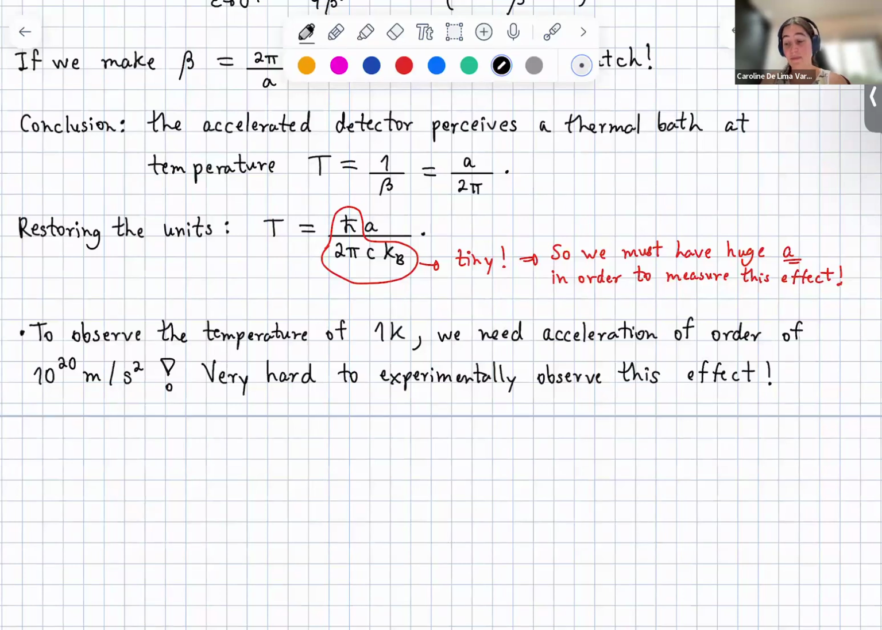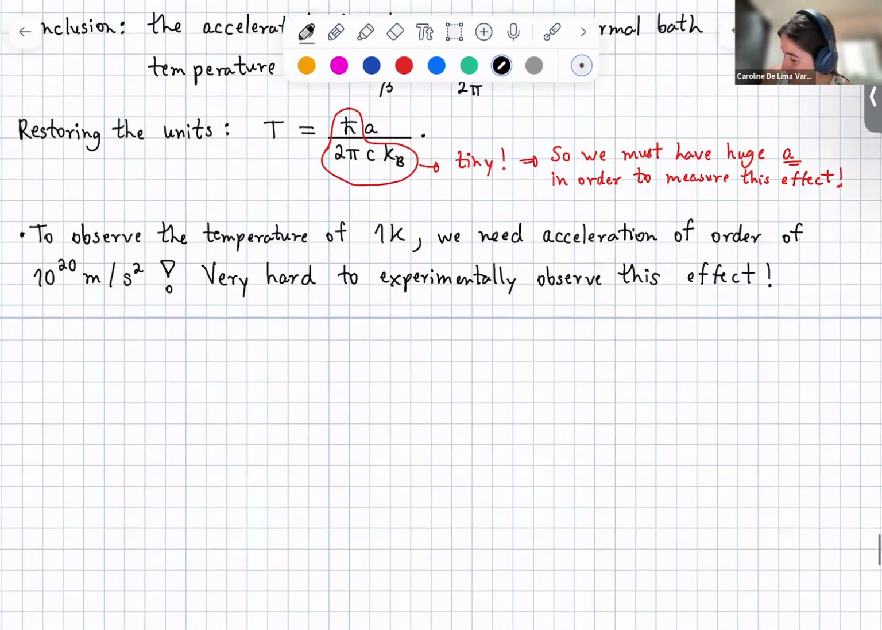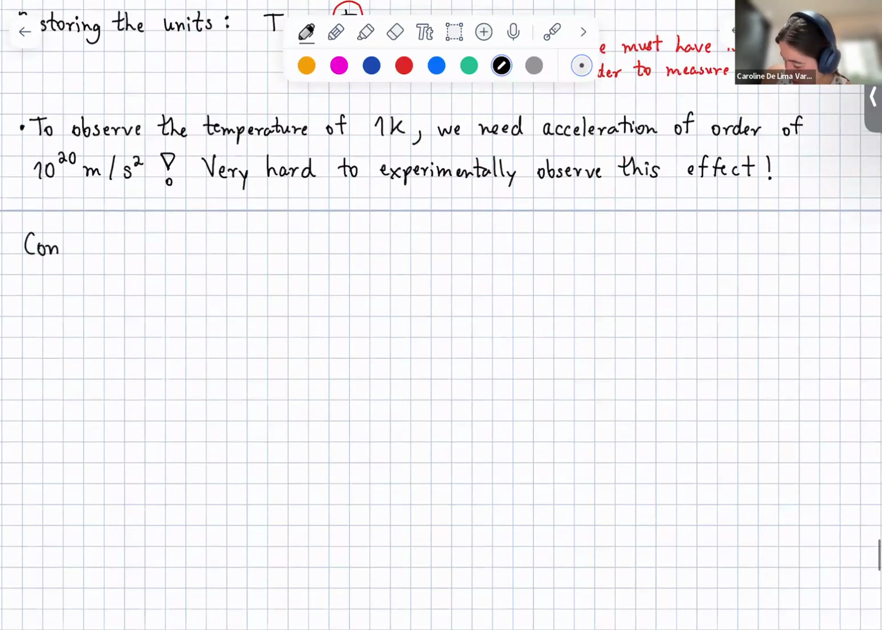But I should have said something like this: remember that I mentioned in the beginning of this lecture that I was going to be a bit more loose and intuitive, and there are several presentations of the Unruh effect. Some are more rigorous, some less. But one thing that I should say is that I was cheating a little bit. So let me write some comments here.